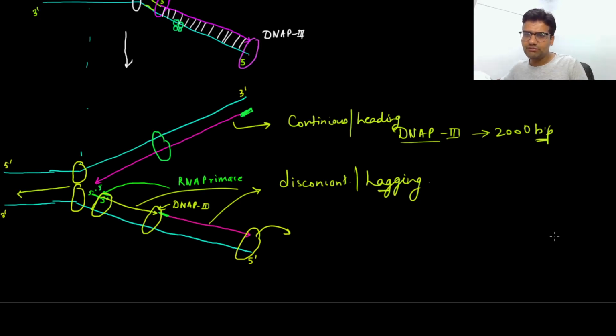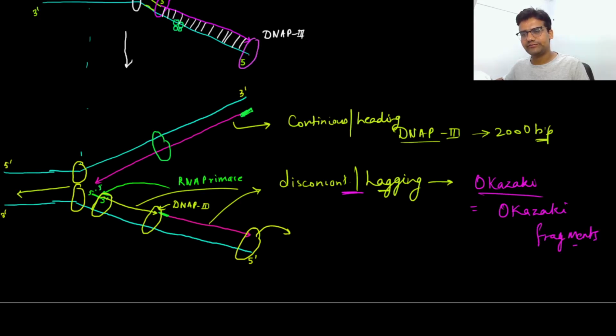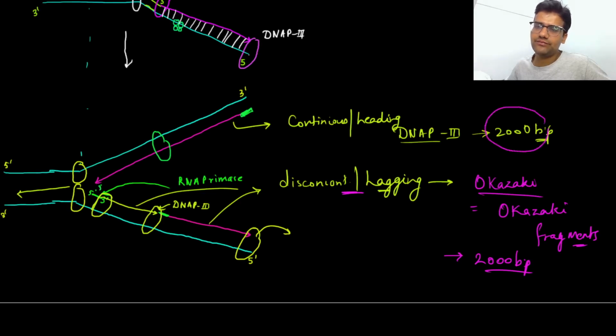These lagging strands were basically first observed by a scientist which is known as Okazaki. Therefore, these fragments here are basically Okazaki fragments, also known as Okazaki fragments. If we talk about Okazaki fragments, these have a length of 2000 base pairs. That means हर एक second के बाद there will be one Okazaki fragment, because the speed of DNA polymerase is 2000 base pair per second. So after every second there will be more fragments.